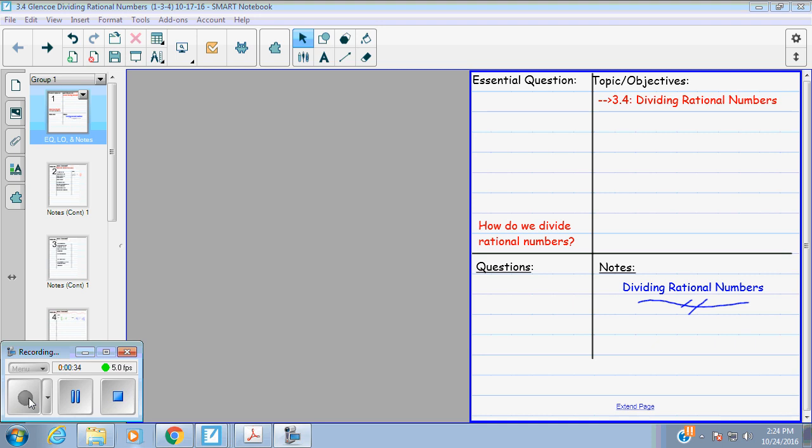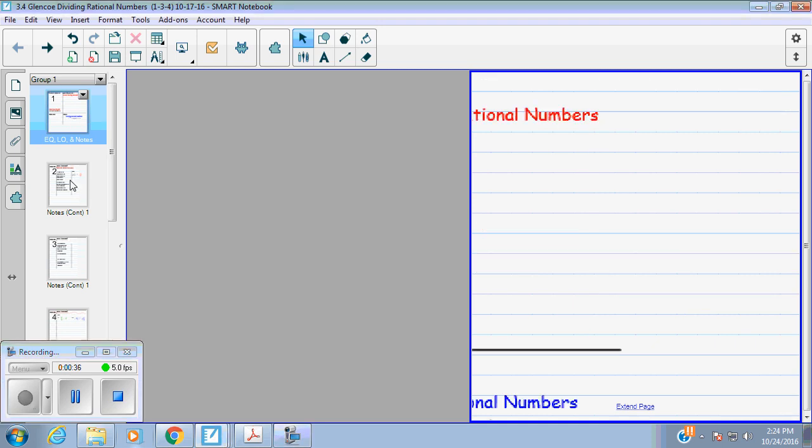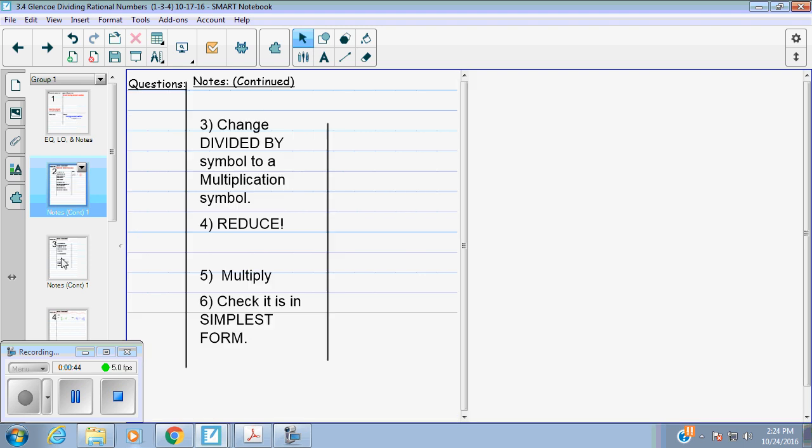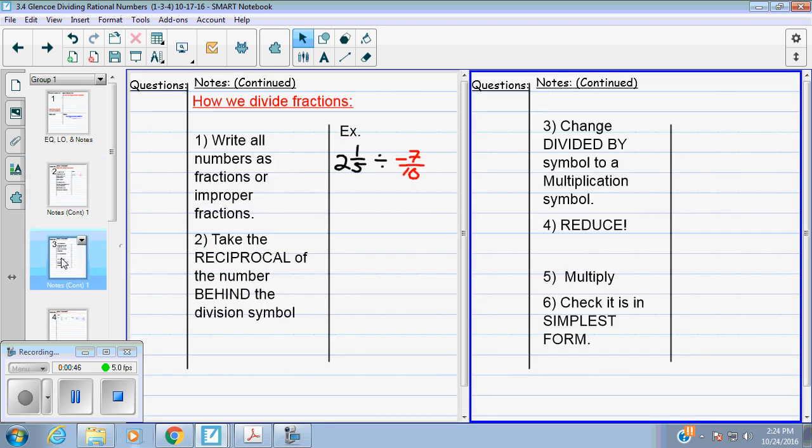Okay, welcome back from your pause. So we went over our essential question there. How do we divide rational numbers? And then I'm going to go 2 slides ahead so you can copy all the directions you need before I actually go on for the problems. Pause here. Excellent, back from another pause.